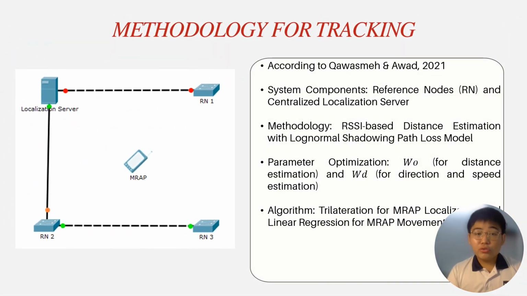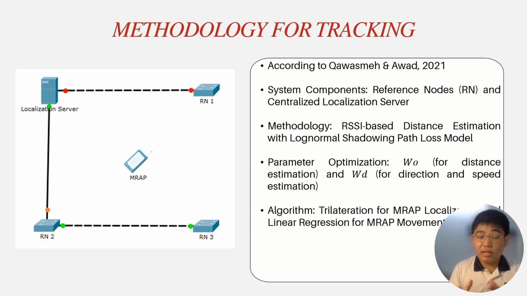Next, I will introduce you to our proposed rogue access point detection and tracking system using the trilateration algorithm. This method is based on the research conducted by Kawasme and Awad. The core idea of our system revolves around using three stationary WLAN stations, known as reference nodes (RNs), and a centralized localization server. The RNs are strategically placed at known locations connected to the central server.